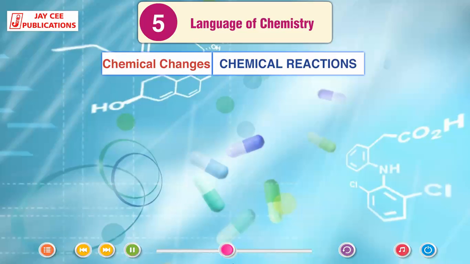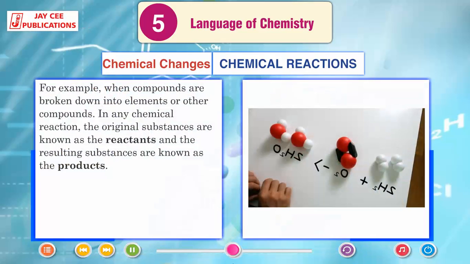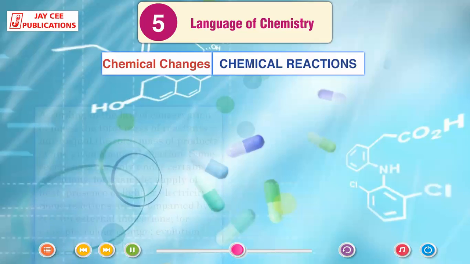Chemical reactions. A chemical reaction is a process leading to chemical change in matter. It usually involves the making and/or breaking of chemical bonds. It is the process by which one or more substances are changed into one or more new substances. For example, when compounds are broken down into elements or other compounds. In any chemical reaction, the original substances are known as the reactants and the resulting substances are known as the products.